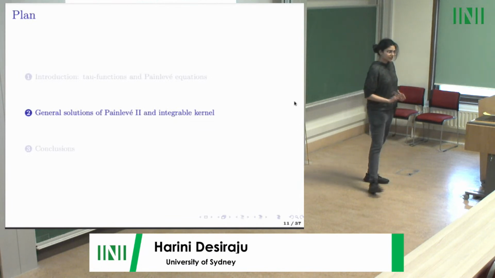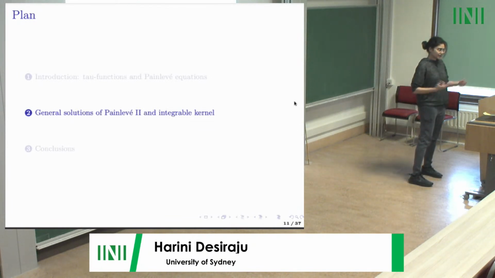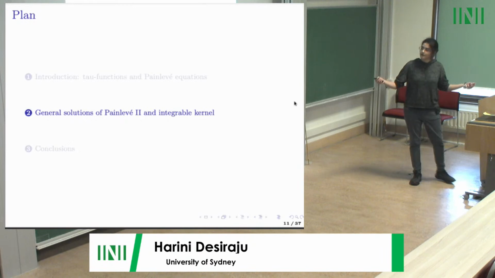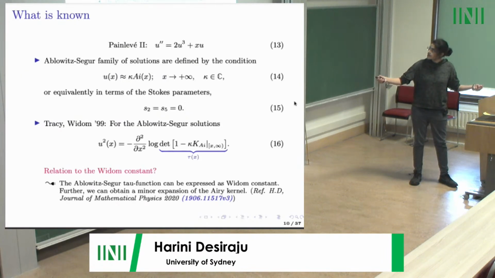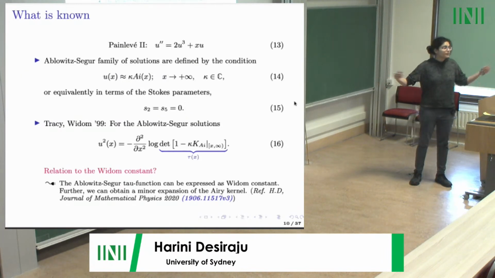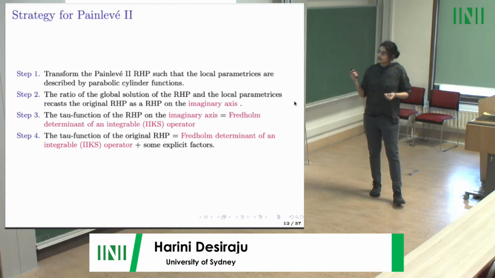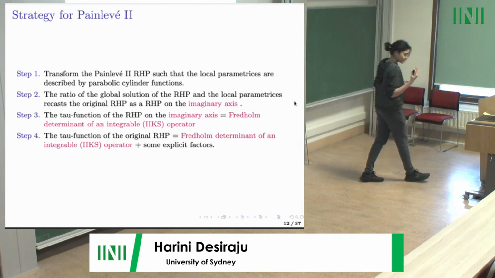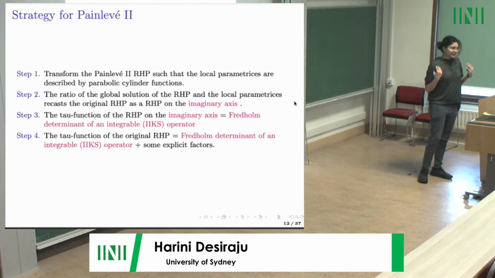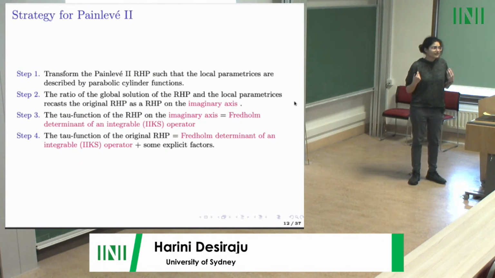Okay, now on to the general solutions. Now I'll start from the Riemann-Hilbert problem and show you how to construct kernels of this form, but for 2-parameter solutions. So there is a 4-step strategy, and it all really depends on, yeah.